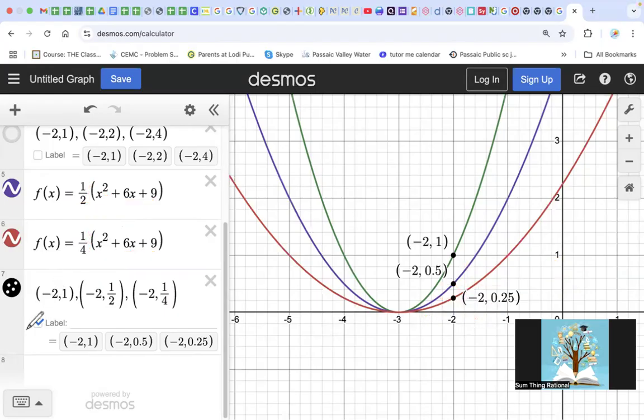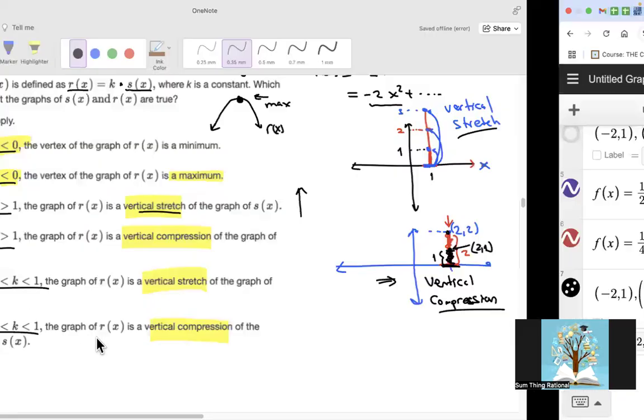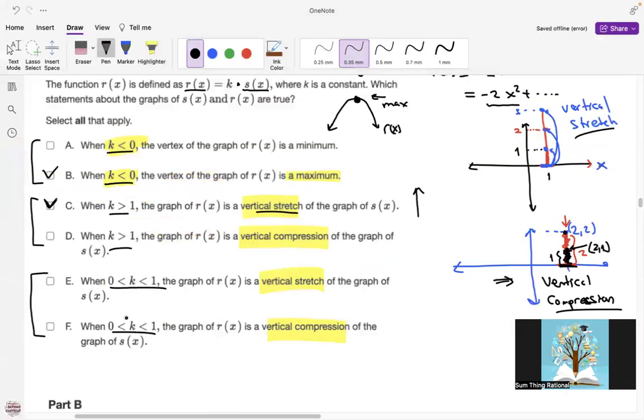So, going back to the question again, as you see here, vertical compression, we mention here, is when the value k is from 0 to 1 and k is positive. I hope you enjoyed the video on what vertical stretch and vertical compression are.